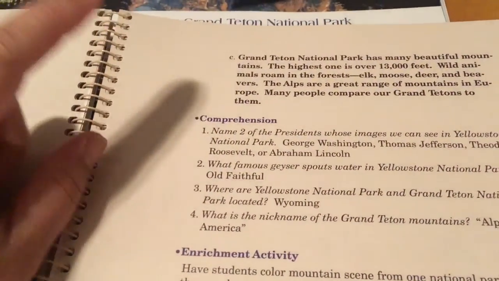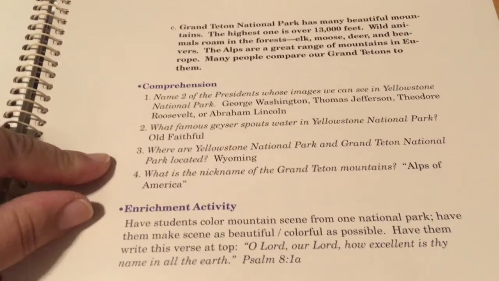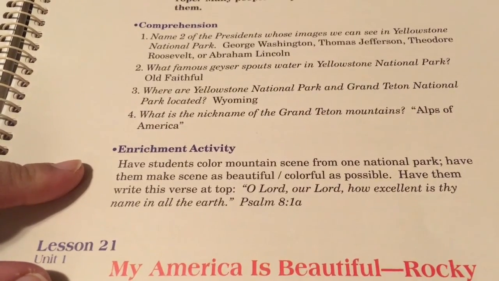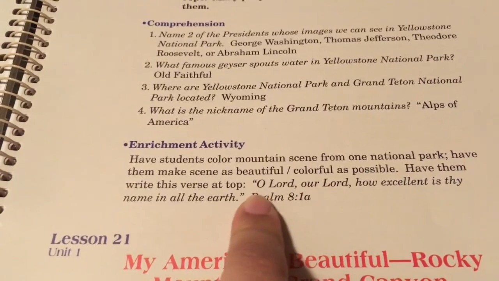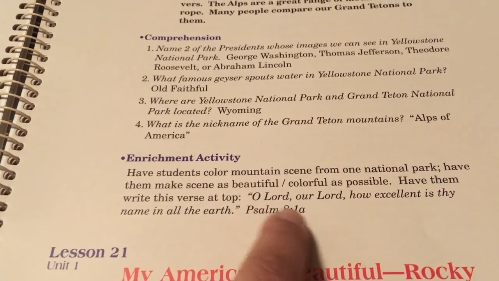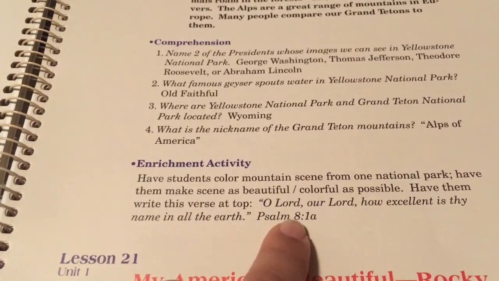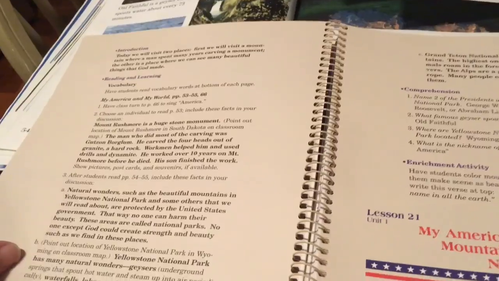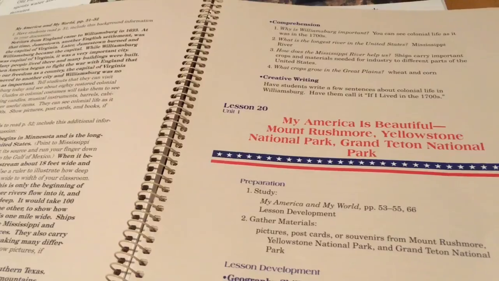And then at the end of each lesson, there's comprehension questions, and we'll discuss those. He'll answer those. And then I would like for him to do the enrichment activity, which is do like a mountain scene from the national park. He'll have to make it as beautiful as possible, very colorful. And then on the top of his art page, he'll have to write the verse, "O Lord, our Lord, how excellent is thy name in all the earth." And that's in Psalms 8:1. So yes, that will be completing our lesson plan for this week for our America the Beautiful.